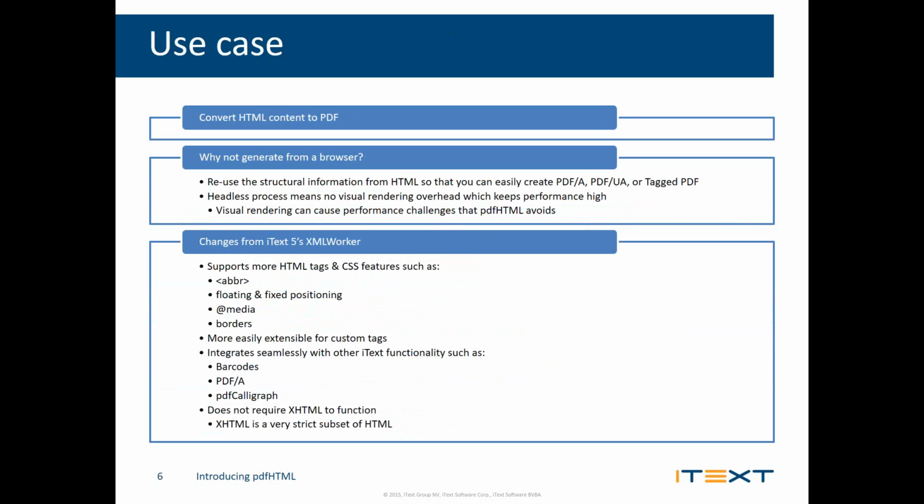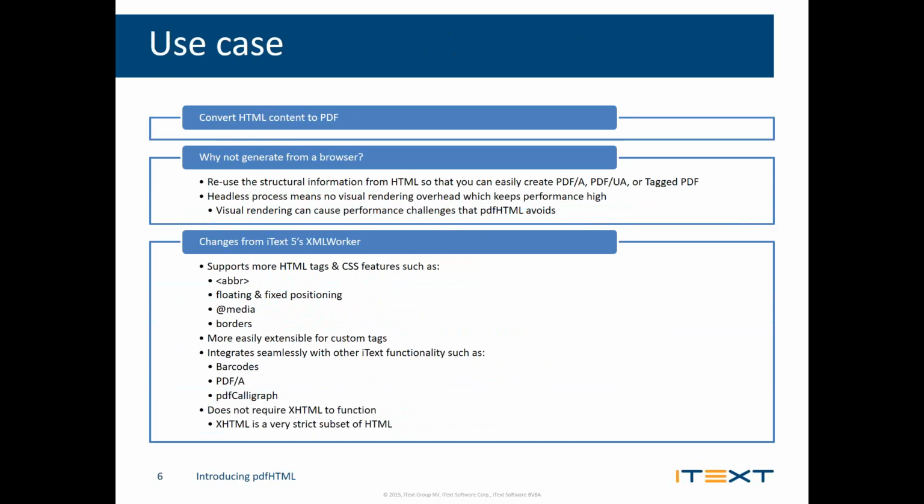For example, a browser like Mozilla or Chrome also requires a lot of resources from your server. So if you don't have that, then of course it's a lot of overhead that you don't have. And visual rendering can cause some challenges that pdfHTML then avoids.